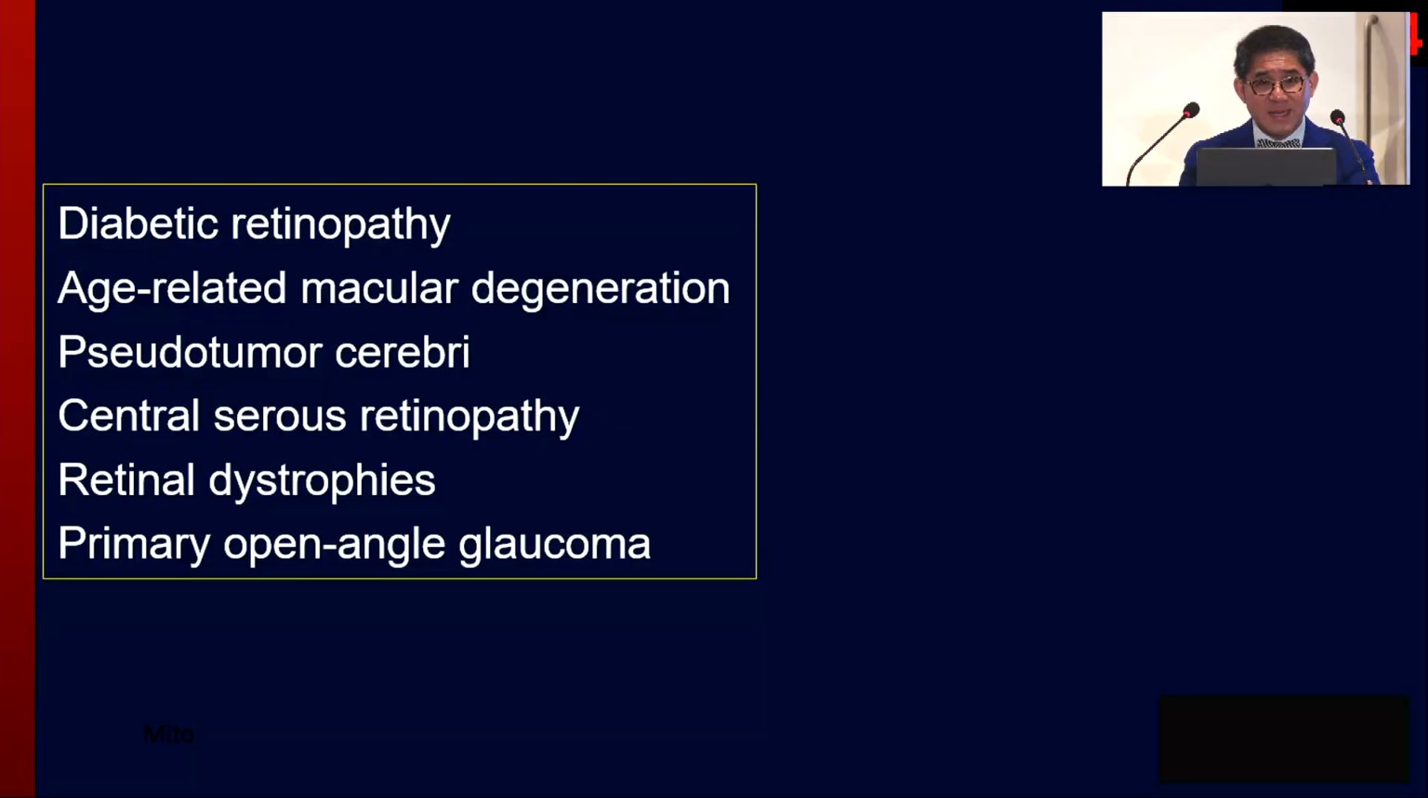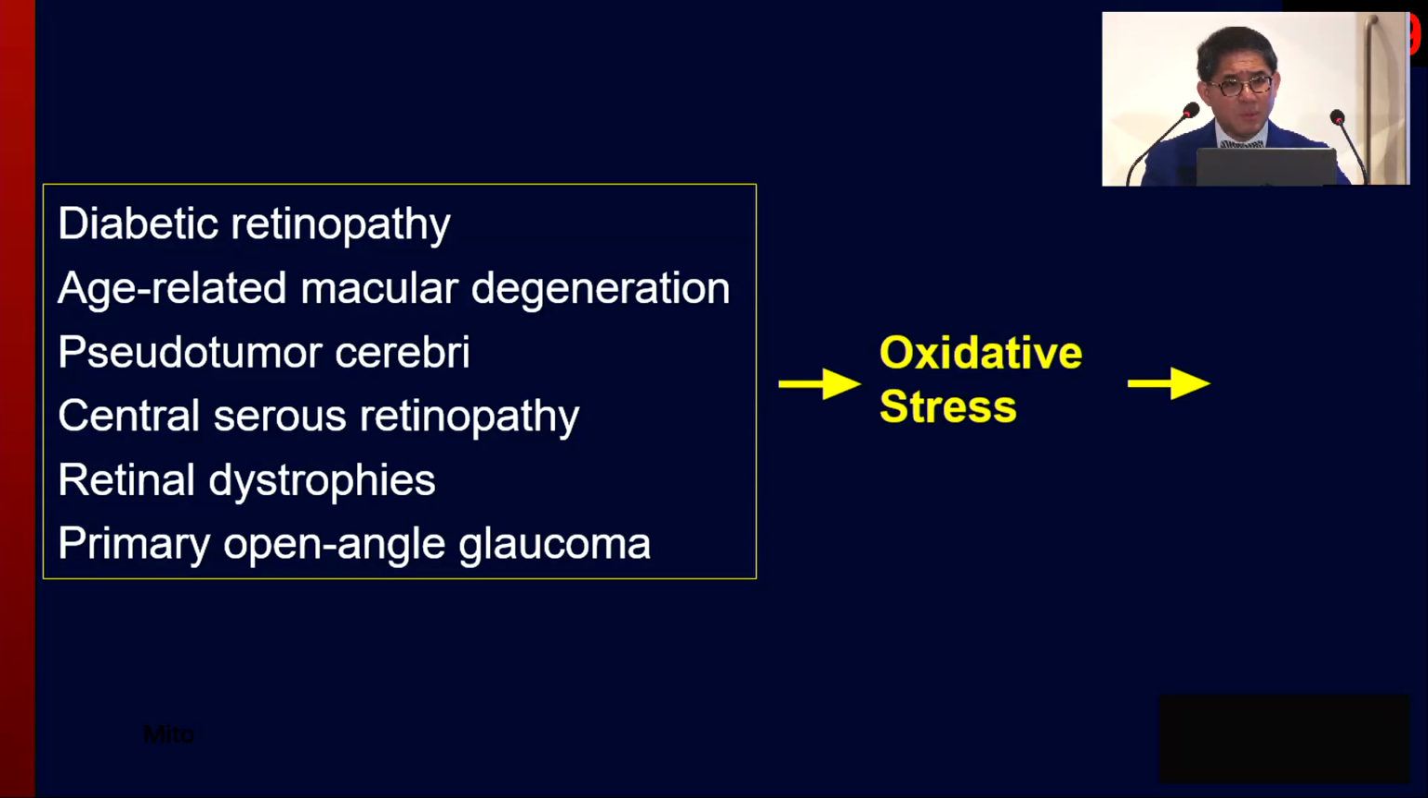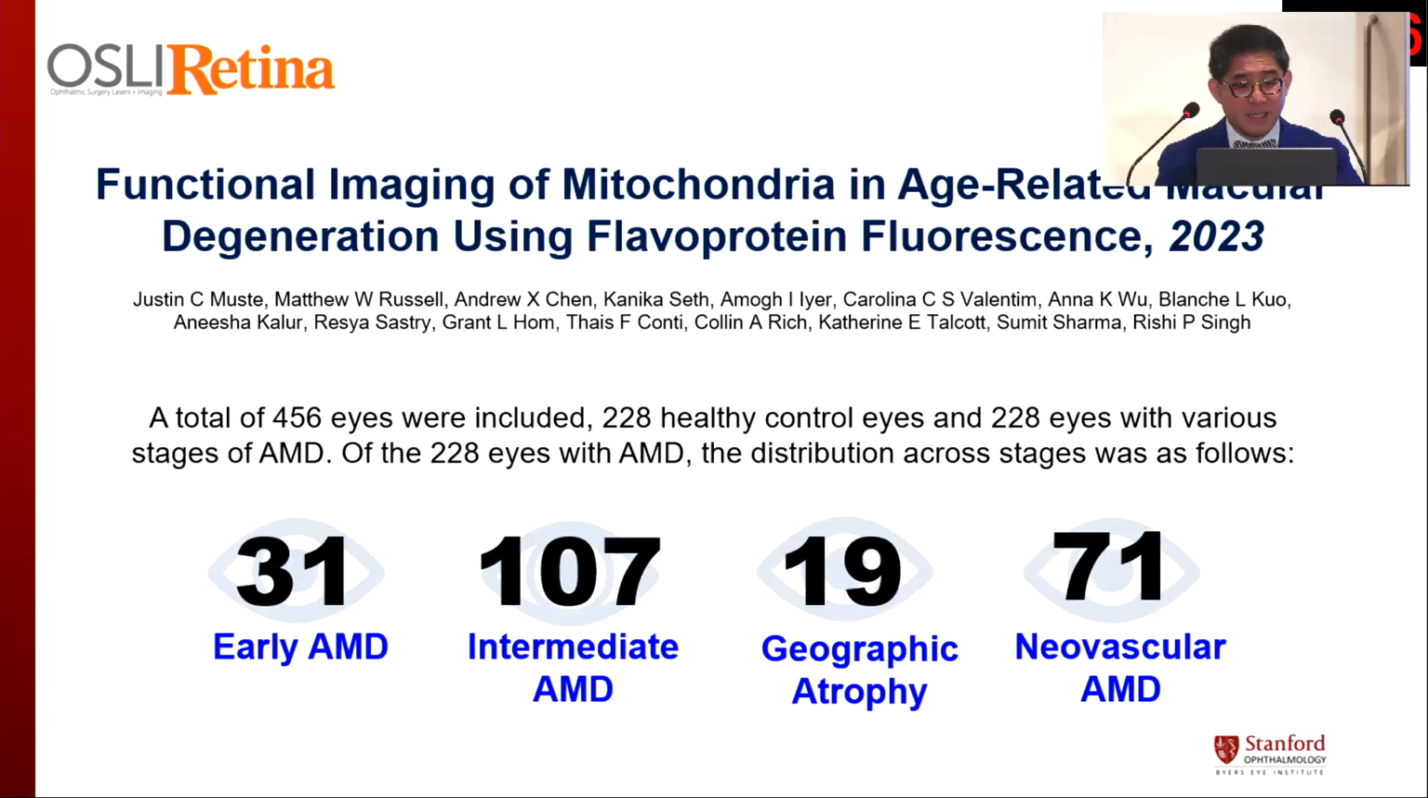In the box on the left-hand side, we also have the diseases that have been tested: diabetic retinopathy, AMD, pseudotumors, central serous retinopathy, retinal dystrophy such as Stargardt, and primary open-angle glaucoma, because it also captures how the optic nerve functions. So in this type of condition, when there is oxidative stress before the cell death occurs, we will see an increase in the fundus protein fluorescence, so-called FPF. That's what we are detecting.